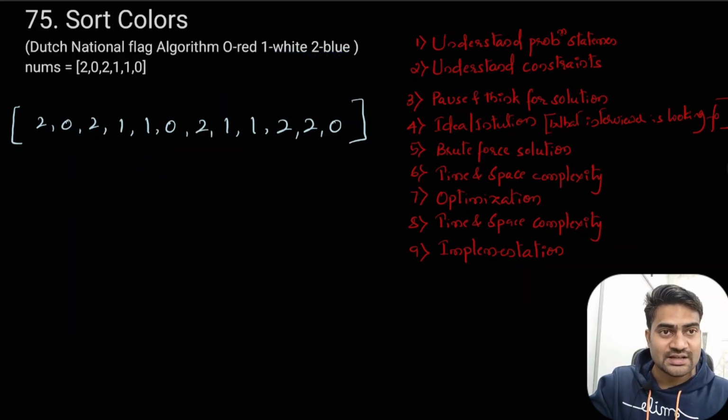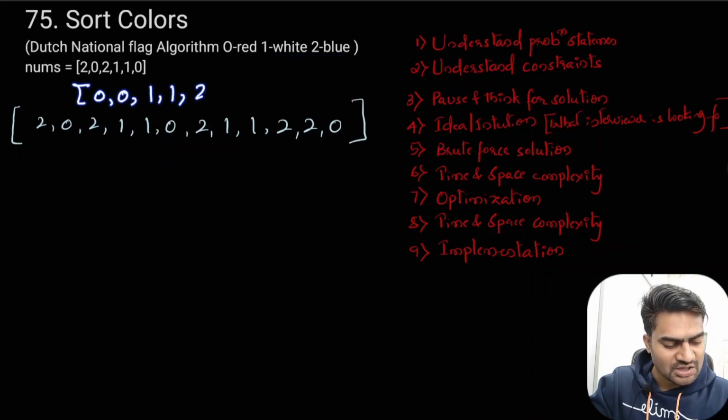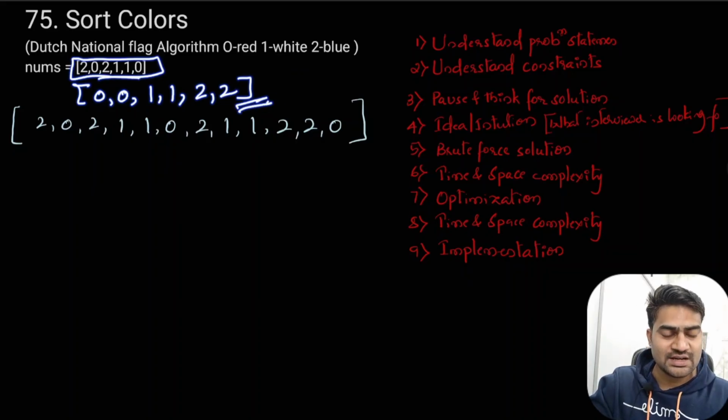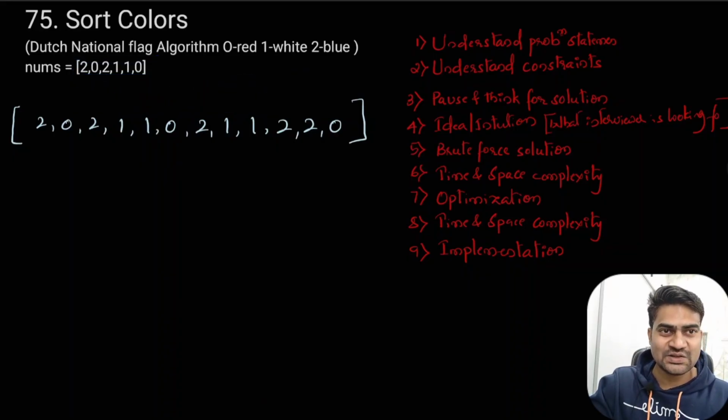So they want us to sort these colors in the given order. So it means it should be 0, 0, 1, 1, 2, 2 for this particular array. If we sort it, we will get this particular array. That is what they are expecting us to do here. So basically it's a sorting problem only, but the only thing is the given elements are 0, 1 and 2. No other elements apart from 0, 1 and 2.